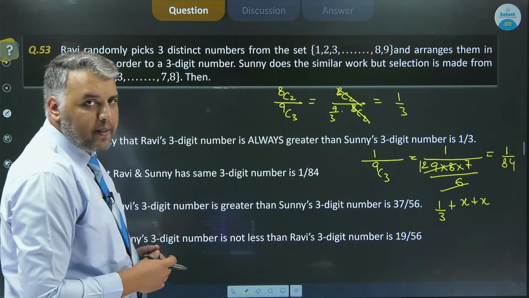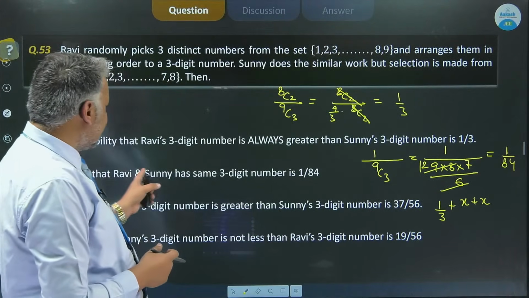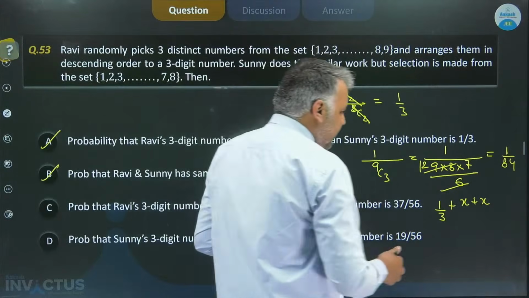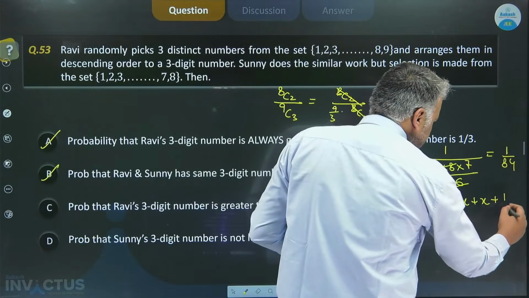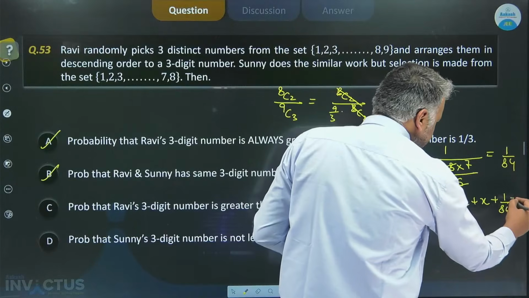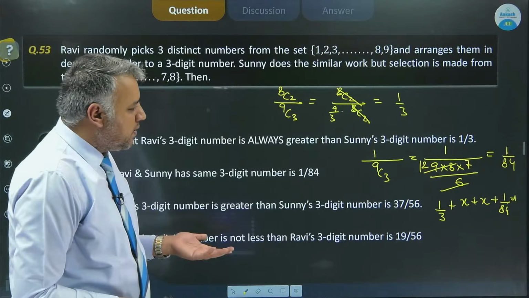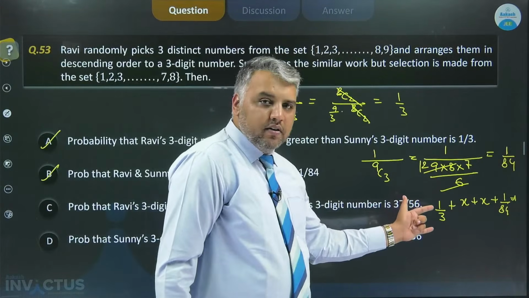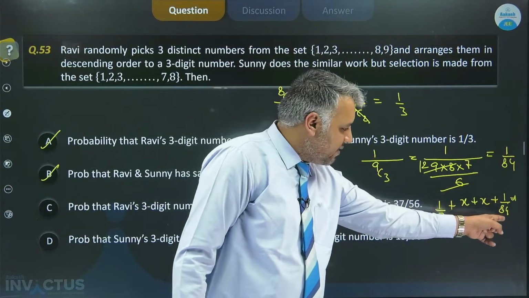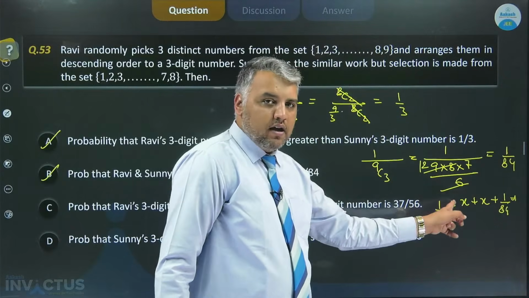Or no? And their numbers are same. That probability is 1 by 84. This must be 1. But this is total probability. Either Ravi is using 9, or their numbers are same, or one is having a greater number.